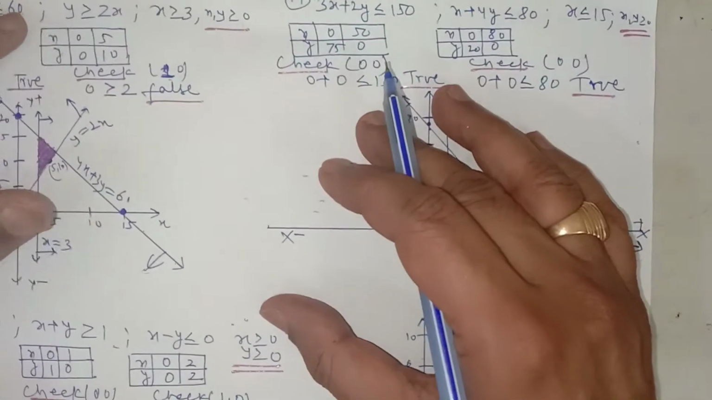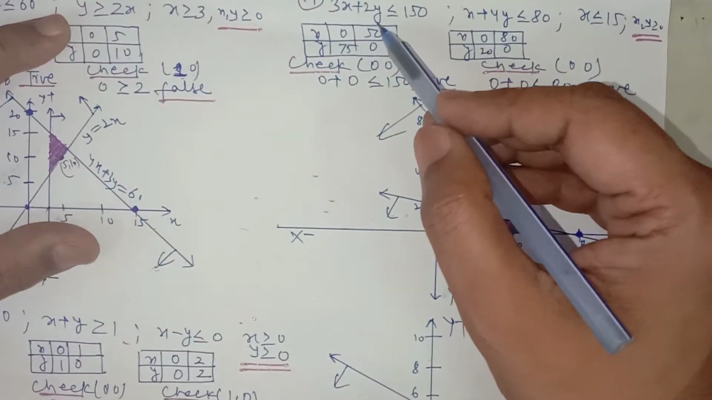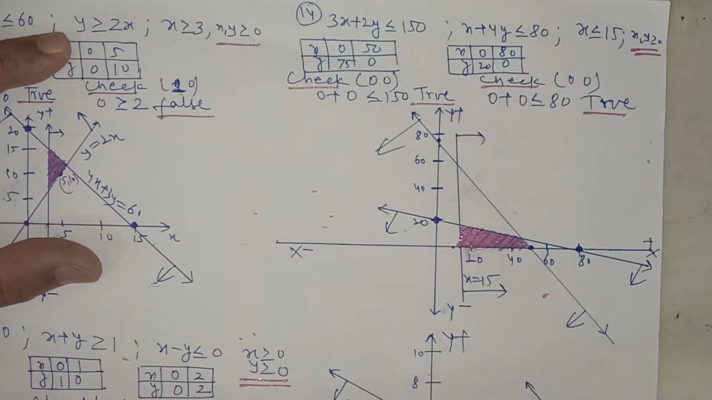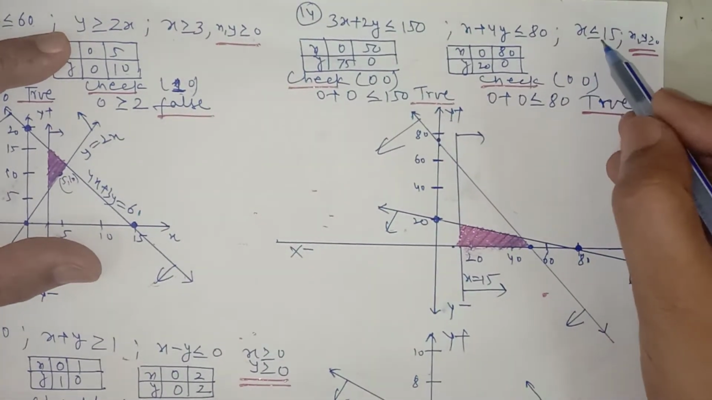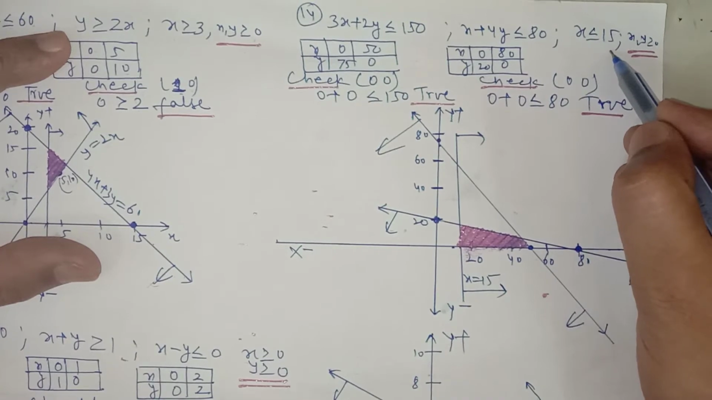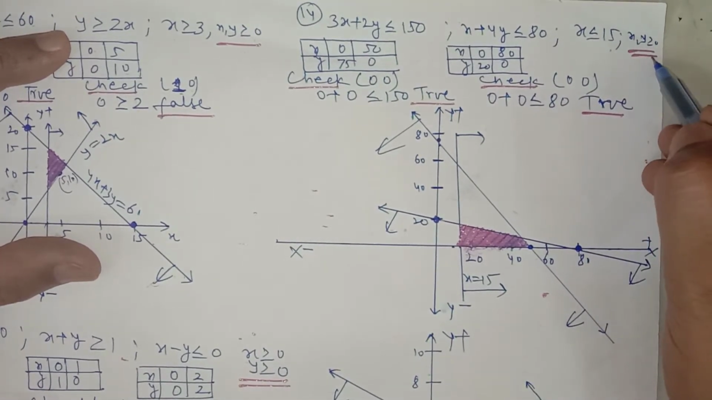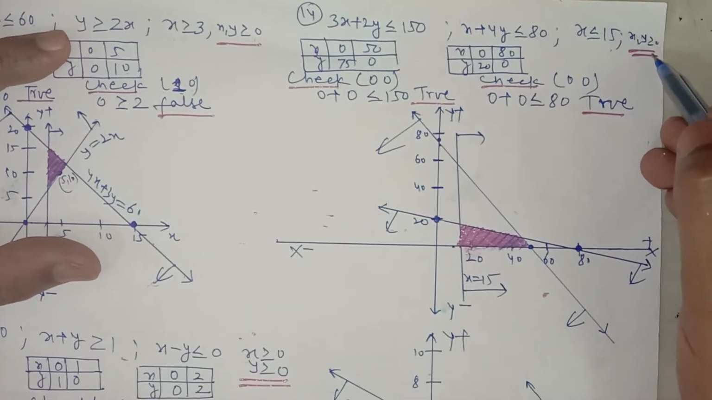Now in question number 14, again we have three equations. 3x plus 2y less than or equal to 150, and x plus 4y is less than or equal to 80, and x is less than or equal to 15, containing only one variable. Again it is given that x and y both greater than or equal to 0, that is you have to mark the common shaded portion in the first quadrant only. x and y both greater than or equal to 0 means in the first quadrant.